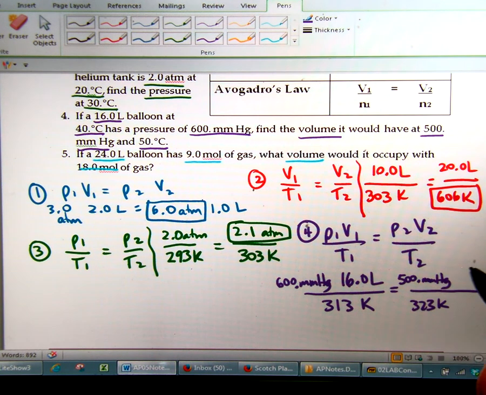And lastly, you're going to look for the volume. Now you just do your algebra: 600 times 16 times 323 divided by 313 divided by 500, and that's going to give you 19.8 liters.